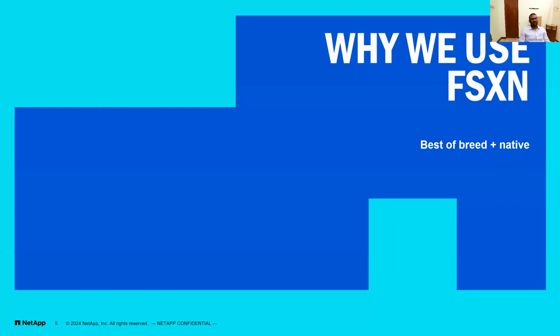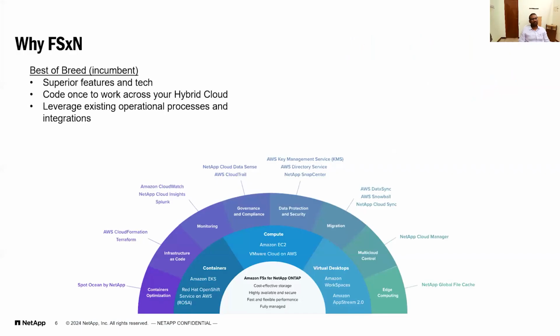Why do we use FSxN? It's a best of breed product. We have the best product in the market with superior features and technologies available. We can code once to work across the hybrid cloud. So if we code once, we'll be able to use our file system across our hybrid cloud. We can also leverage our existing operational processes and integrations like ServiceNow and so on.